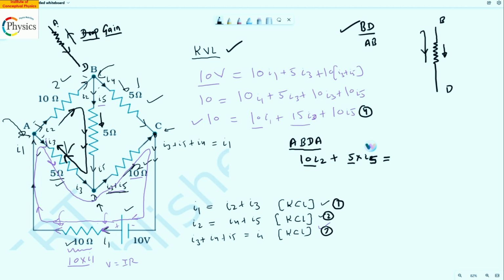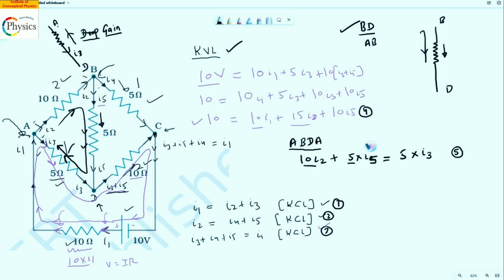So current is going in this particular direction, which is I3, and the loop is moving in the opposite direction. So I will write this as 5 into I3, right? So one more equation created out of the loop ABDA. So this is equation number 5. Let's talk about the next one.